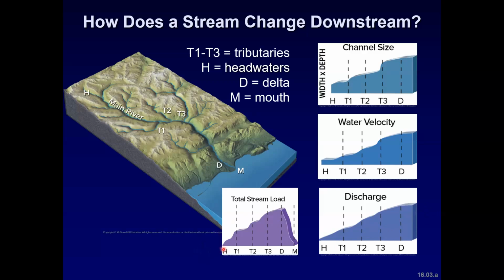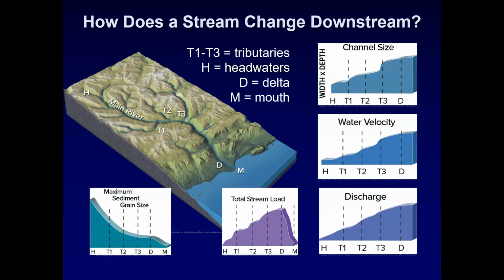And then our total stream load keeps going up as we head toward the delta, but it's deposited at the delta and we see very little at the mouth because all this energy is dissipated at this larger body of water. And then our maximum sediment grain size is highest at the headwaters and goes way down as you get to the mouth.